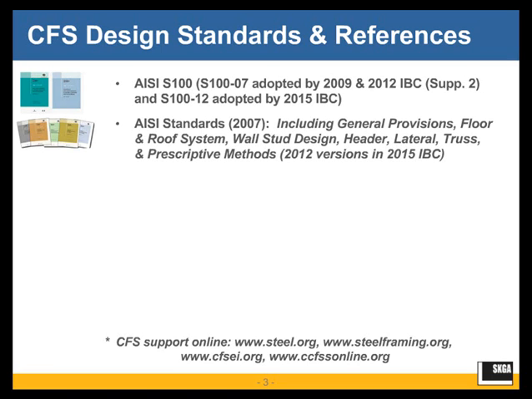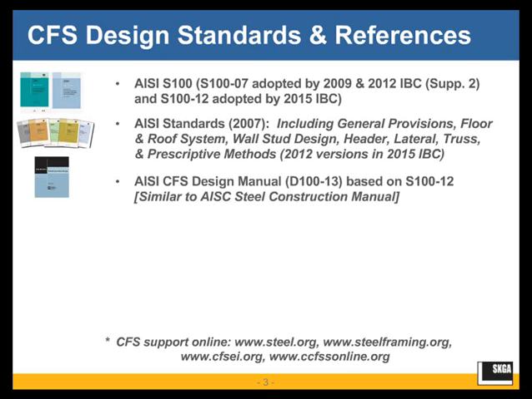The AISI standards, there's several of them, and these are framing standards, if you will. They're called the S200 suite. General provisions, alphanumeric designation is S200. There's also a floor and roof system standard, a wall stud design standard, header standard, lateral design standard, and so forth. And the 2012 versions are in the 2015 IBC, or referenced in Chapter 35 of the 2015 IBC.